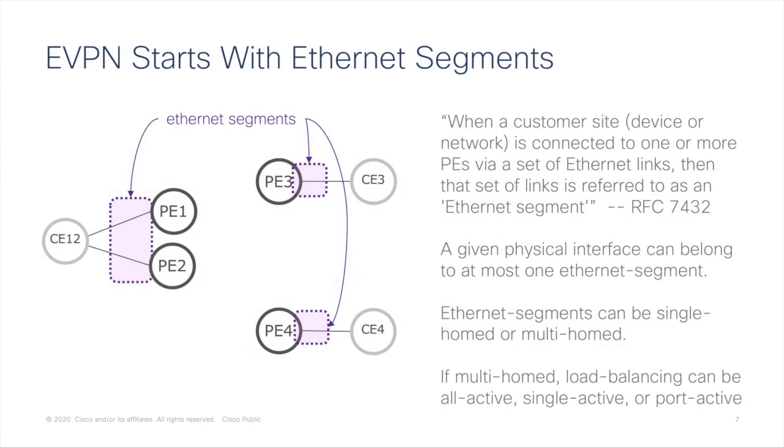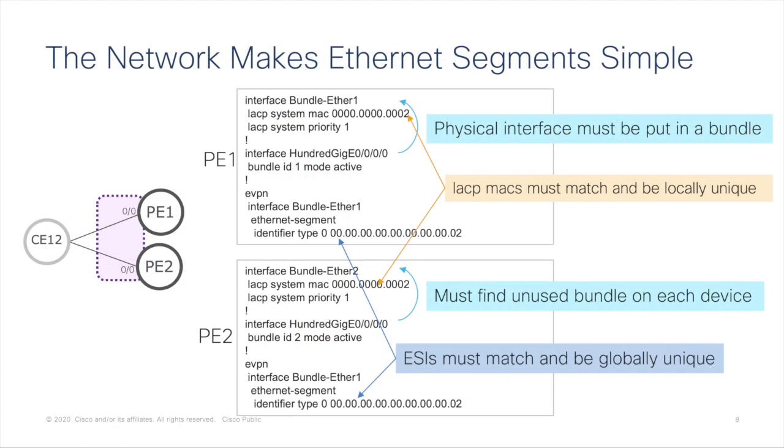The most fundamental part of EVPN is the Ethernet segment. An Ethernet segment is just the set of links that connects the end customer to the provider edge. As we said, EVPN ensures that you can have multiple links in these Ethernet segments, and they can all be active at the same time for a truly redundant and load-balanced Ethernet service. Now, while Ethernet segments look simple to the end customer, the network has to do a lot of work to make sure that protocols and forwarding stay in sync end to end.